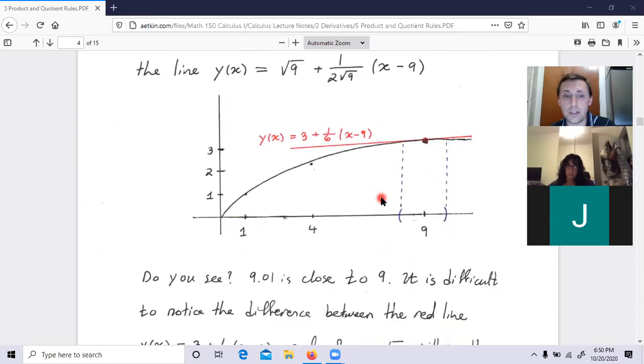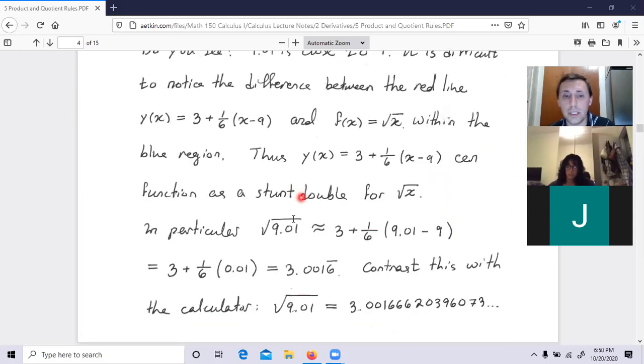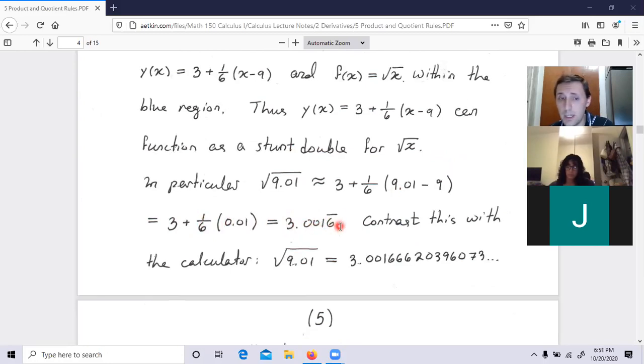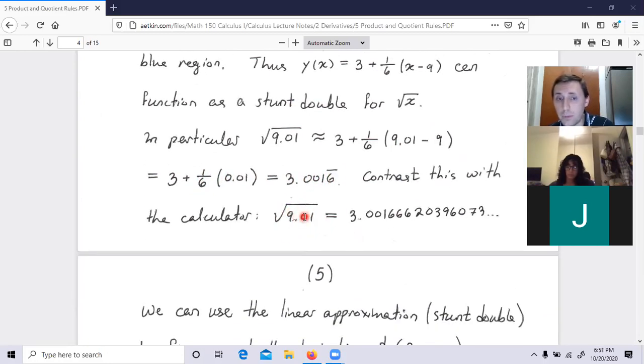So I have this function, this stand-in, and instead of calculating root of 9.01, I'm using the stand-in to carry out the calculation. Instead of plugging into the root function, I plug it into the linear stand-in. Do you see it? 3 plus 1/6 times (9.01 minus 9). And what I then get is 3 plus 1/6 times 0.01, which is 3.001 and 6 repeated. By contrast, if you press root of 9.01 in your calculator, you get 3.00136. Look at it. So we have many digits correct by using the stand-in.